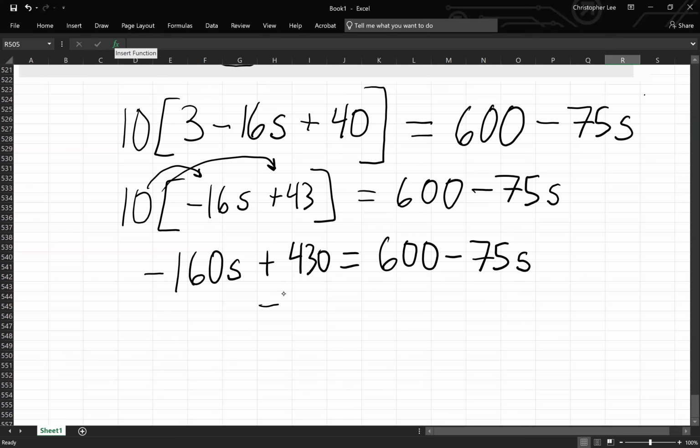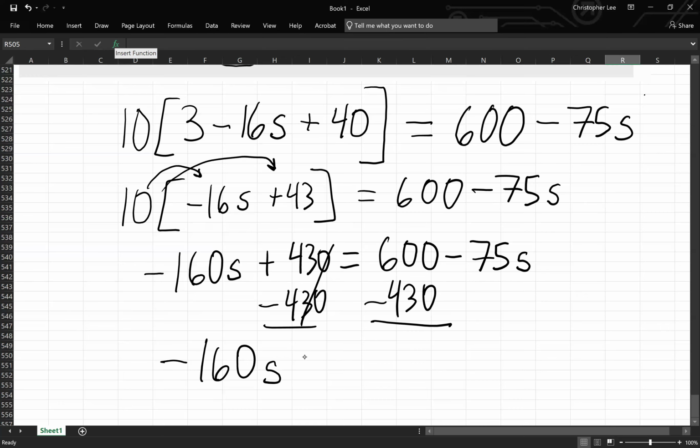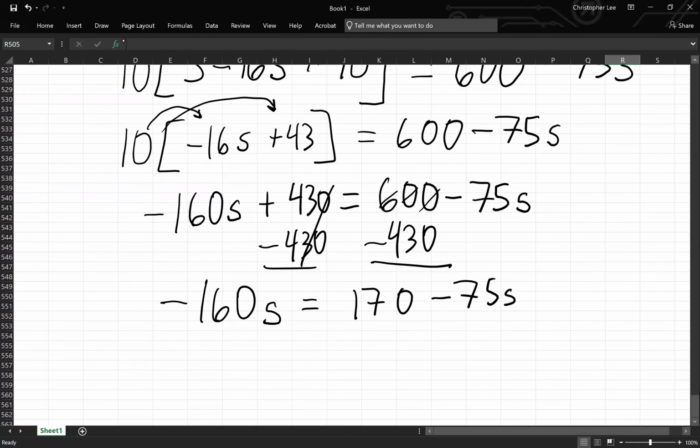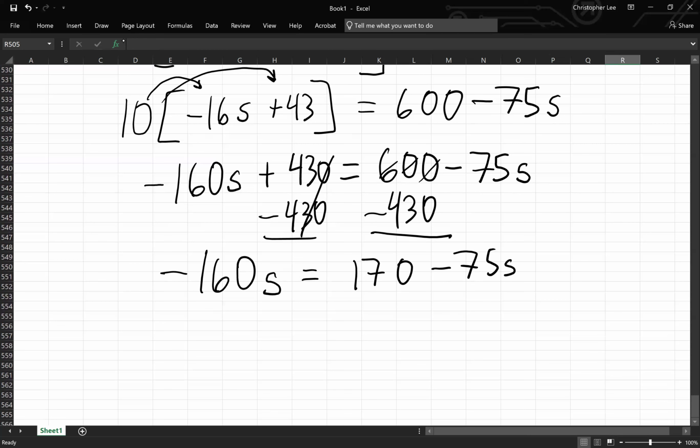Minus 430. Okay. And then you said what else? So I have negative 160s equals, I don't even know what this is. It's 170? Or minus 75s. What do I do after that? Go to the right, left. Good, good. Add 75s. Do the one side do to the other? So what do I have?